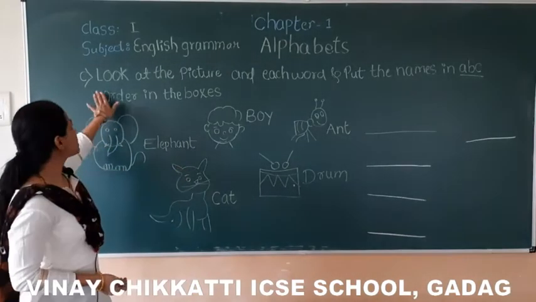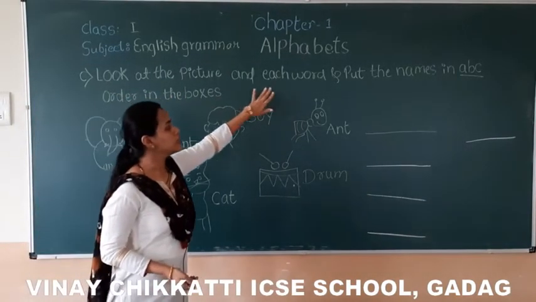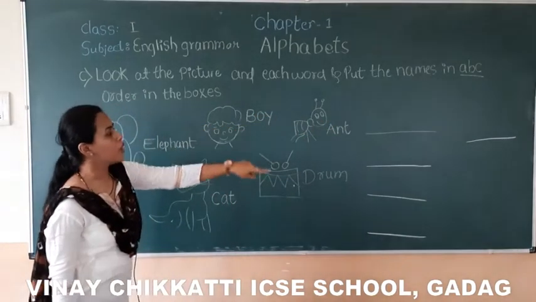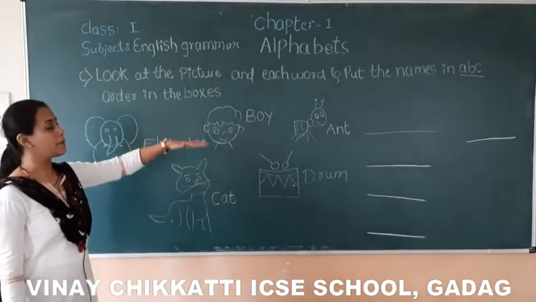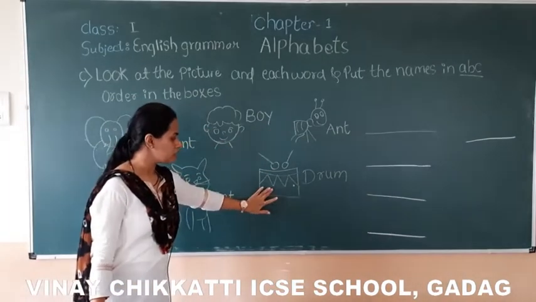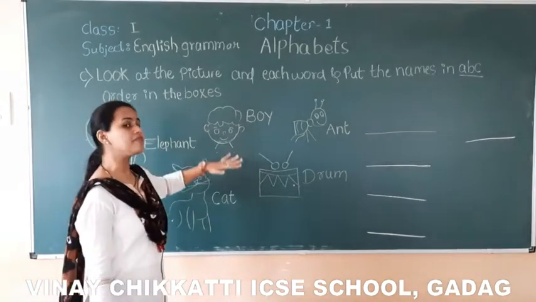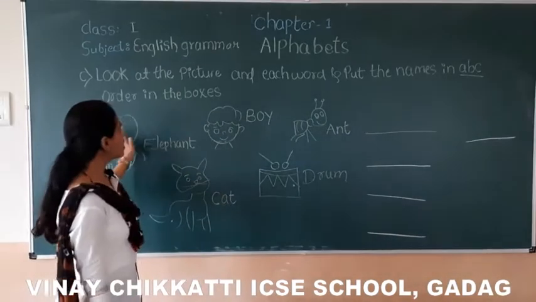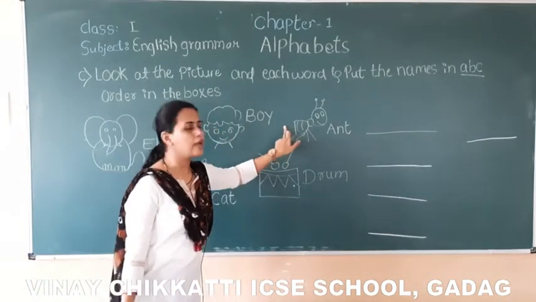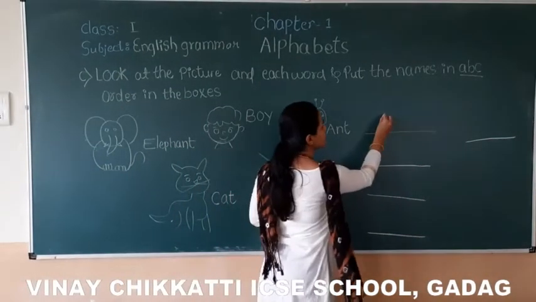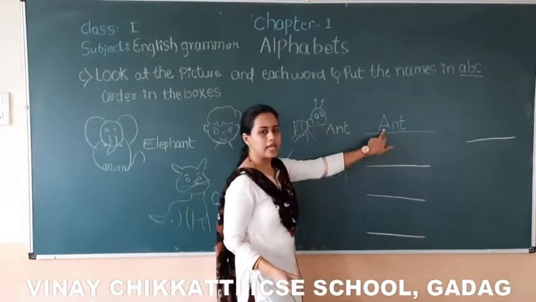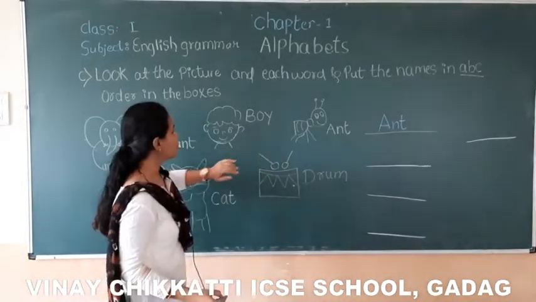Okay. Then next, look at the picture and each word and put the names in ABC order in the boxes. Okay. See, they have given pictures here. Elephant, boy, cat and drum. Okay. So, which is the first alphabet? A, right? Yes, A for ant. So, we have to write ant here.